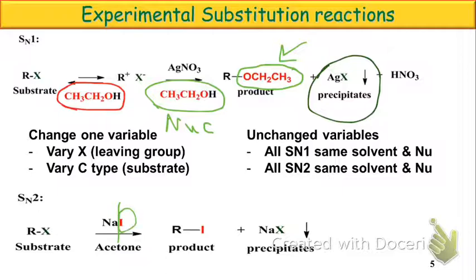Okay? We couldn't separate our ethanol molecule because the bond between the oxygen and hydrogen was polar covalent. That's a much stronger bond. It doesn't immediately dissociate in solution.